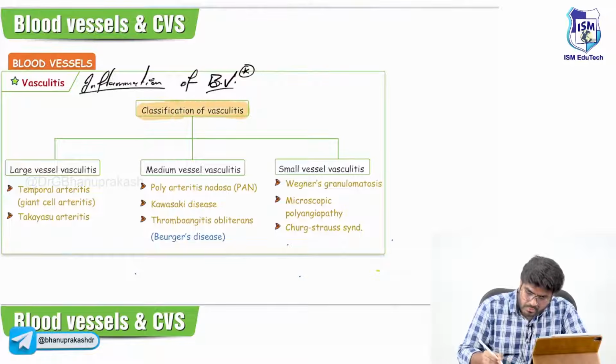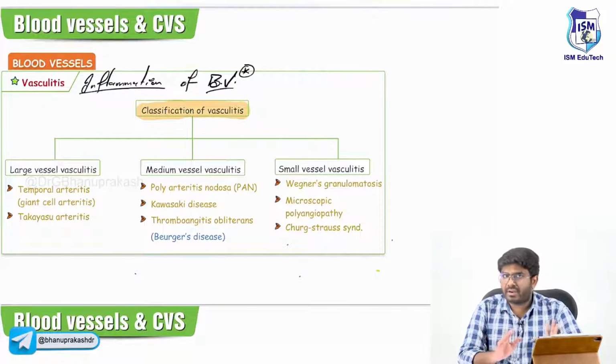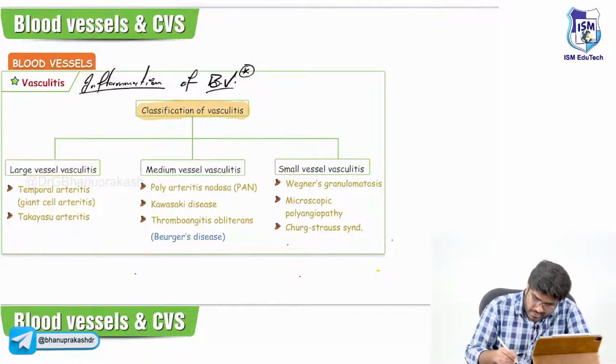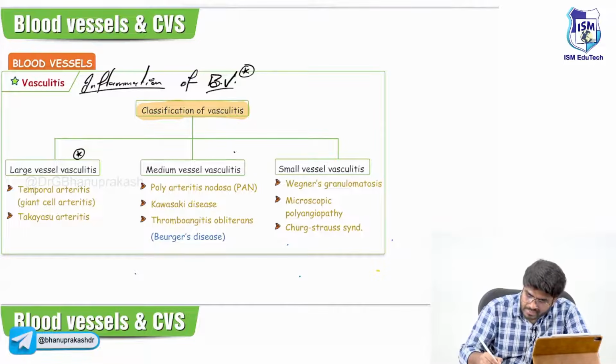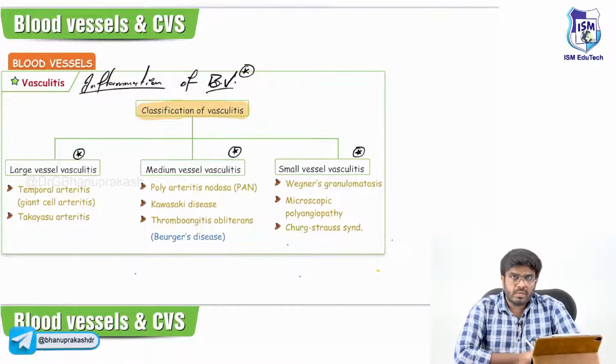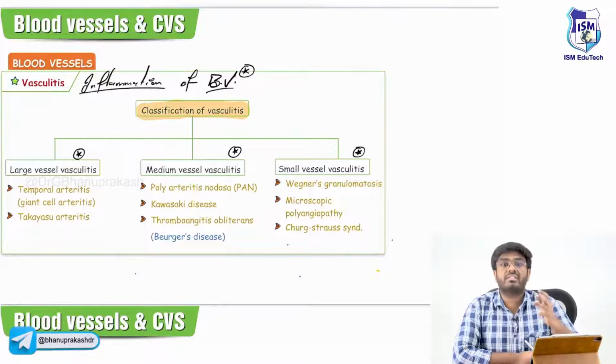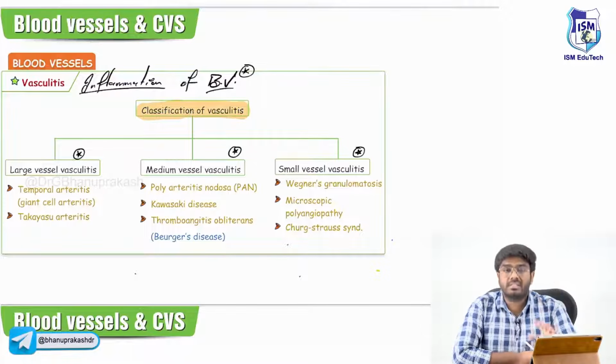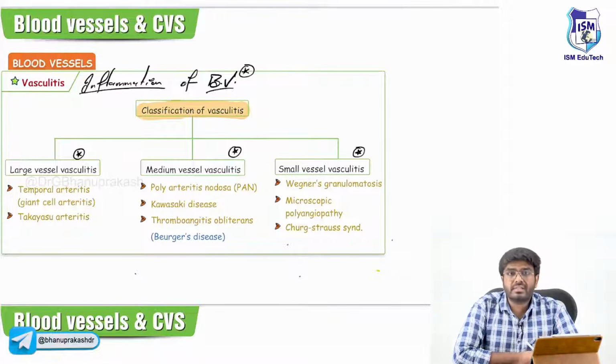So wherever you go worldwide, the same 3 things. Vasculitis is divided into 3 major types: large vessel vasculitis, medium vessel vasculitis, and small vessel vasculitis. For example, if you are having vasculitis of larger, big-sized blood vessels, then it is called a large vessel vasculitis.